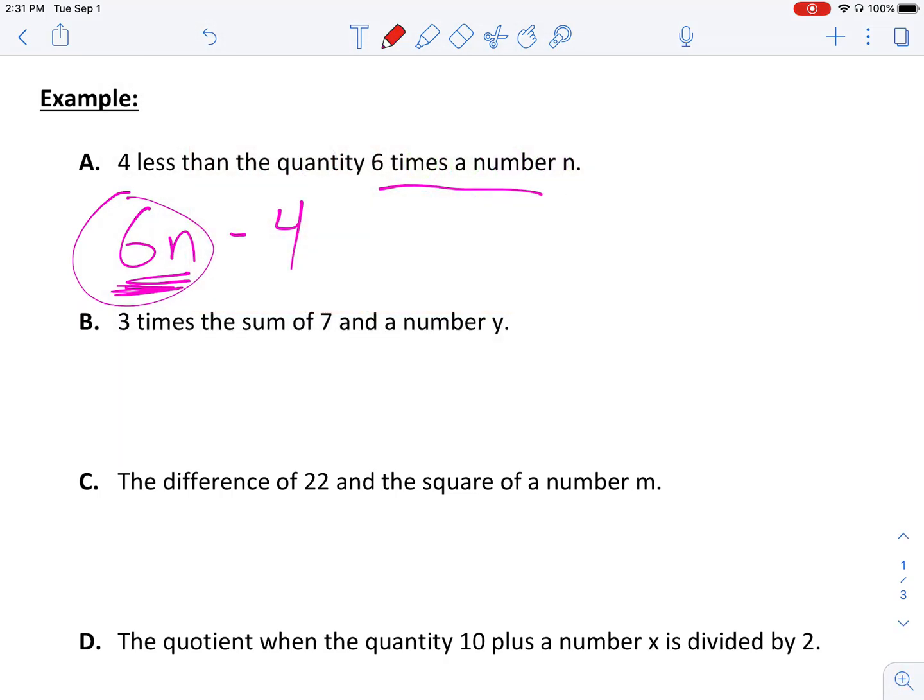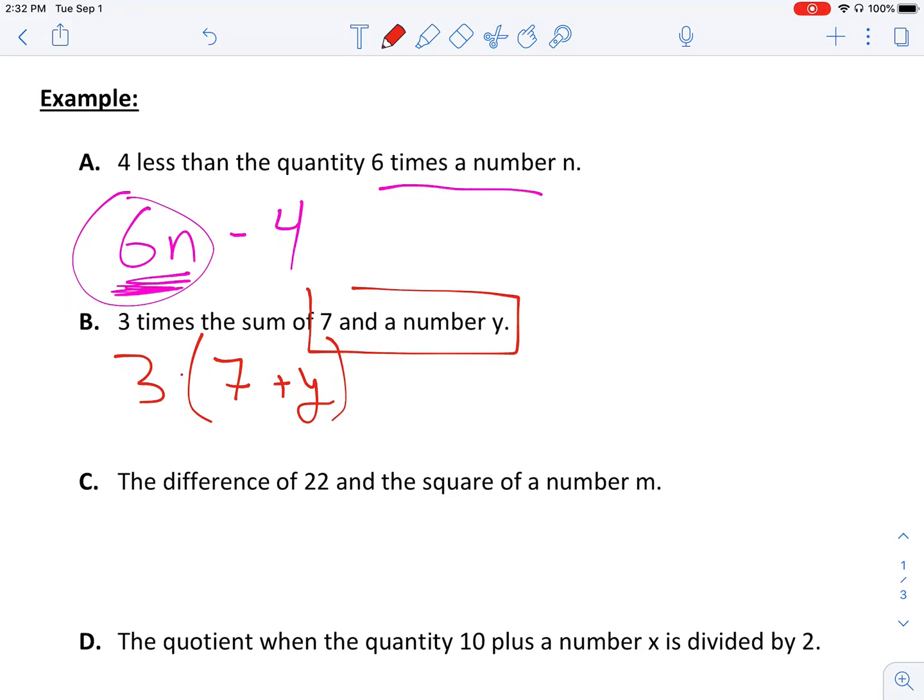For B, it says 3 times the sum of 7 and a number y. So I want 3 times, but I want to do this individually. And sum is a clue for the addition operation. So I want to do 7 plus y inside my parentheses. Once I calculate that, I want to multiply it by 3.